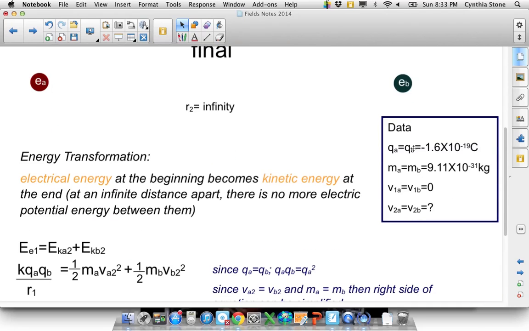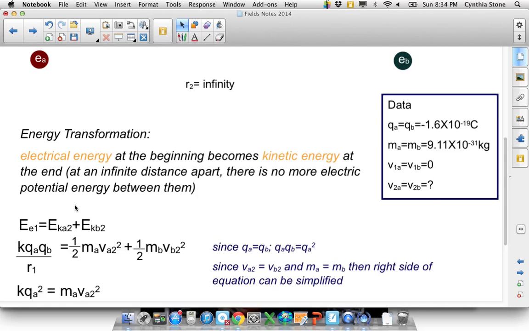Okay, so just looking at my data, well, they're electrons, so I know their charge. I know their masses because they're electrons. I know their initial speeds, A and B are the 2 electrons, and I'm looking for their final speeds. They'll be the same thing. There's no reason for them to be different. But just looking at what's going on, my energy transformation, I start with electrical energy. It becomes kinetic at the end, right? So when they're infinity apart, we can assume there's no electrical energy between them anymore. That's basically the idea, okay? So large distance, you have to assume that at that point there's no electrical.